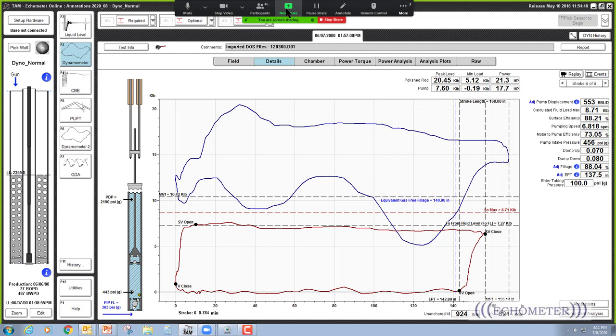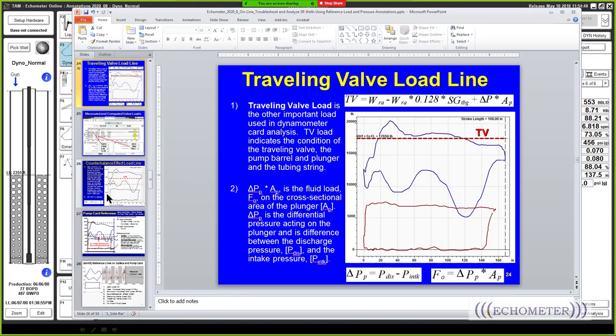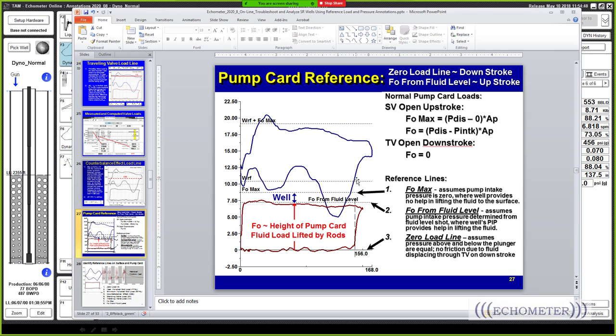That's slide number 24, maybe. Let's go to slide 24 and look at that. So let me bring the PowerPoint back up. Let's go down a little farther. This is a vertical well, and this is slide 27. Since there's no mechanical friction, the pump card plots on the zero load line, because we've measured this information right here on the downstroke with a load cell.